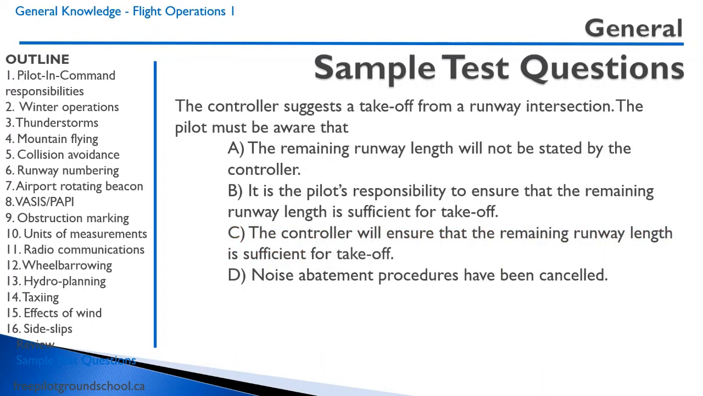The controller suggests a takeoff from a runway intersection. The pilot must be aware that A, the remaining runway length will not be stated by the controller. It's actually not true. The controller will tell you the runway length, although that's their responsibility and not yours. B, it is the pilot's responsibility to ensure that the remaining runway length is sufficient for takeoff.